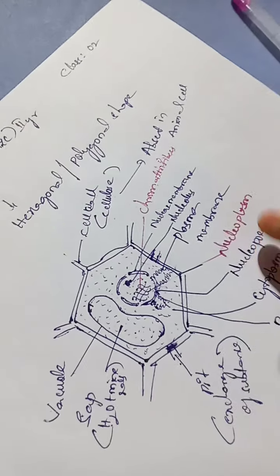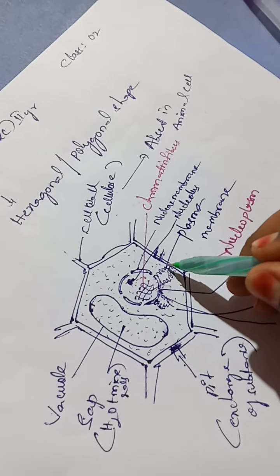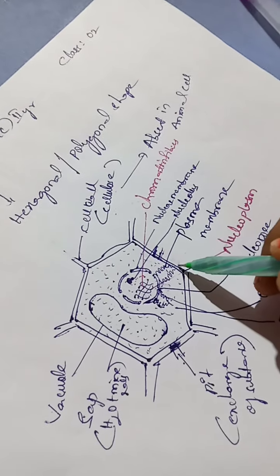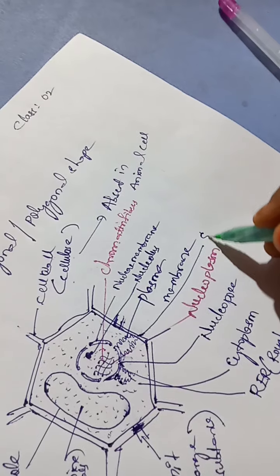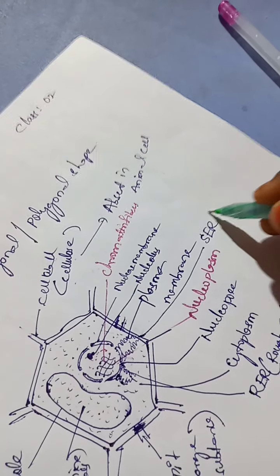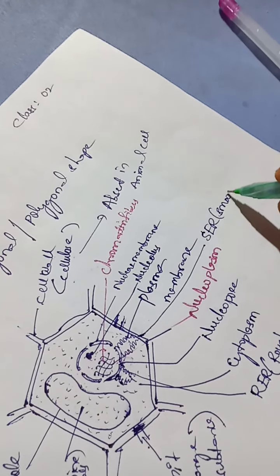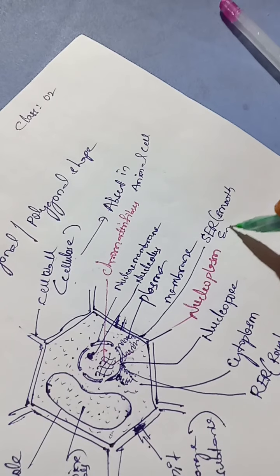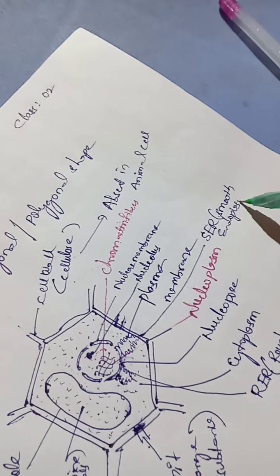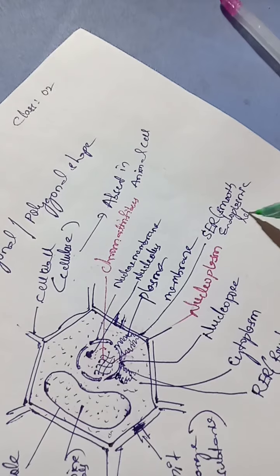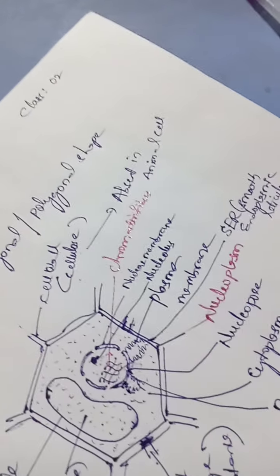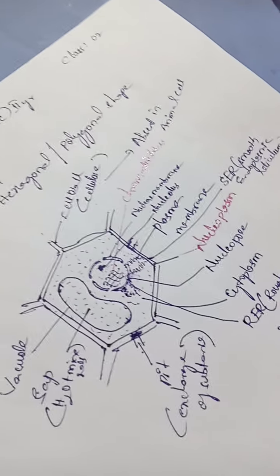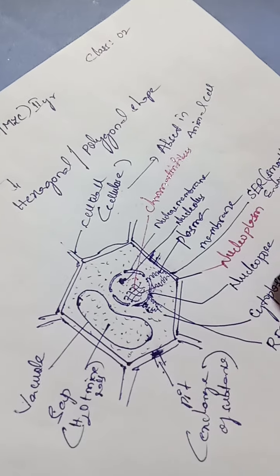Getting it? So the endoplasmic reticulum without ribosomes is called SER, smooth endoplasmic reticulum. Getting it? So this is about the endoplasmic reticulum and ribosomes, same as in animal cells.